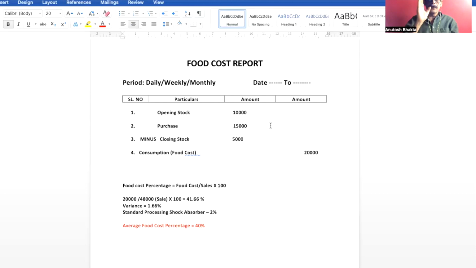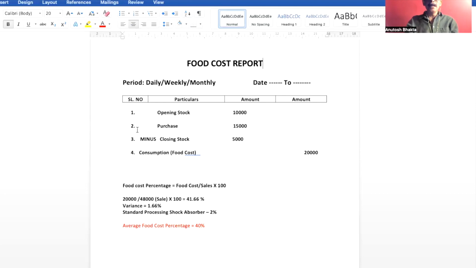Suppose the opening stock of your chicken is 10 kgs and you have purchased chicken for 200 rupees per kg. So that means your opening stock will be 2,000 rupees. So it is in terms of money, not in terms of quantity. So you calculate your opening stock at the beginning of your week, because I'm giving the example of weekly food cost report. Say for example, it is 10,000 rupees.